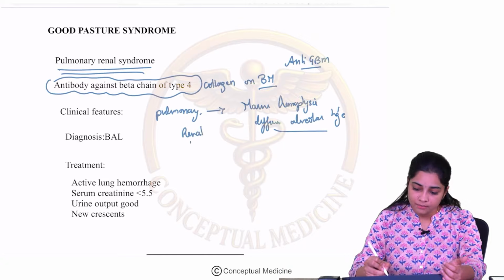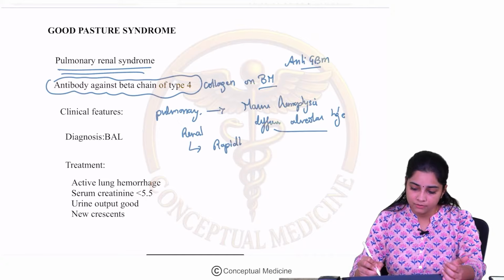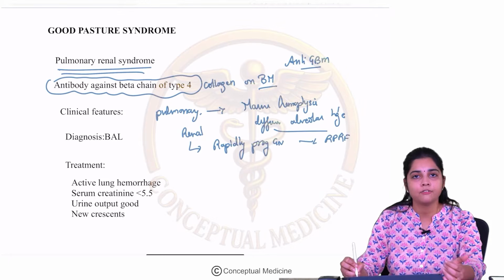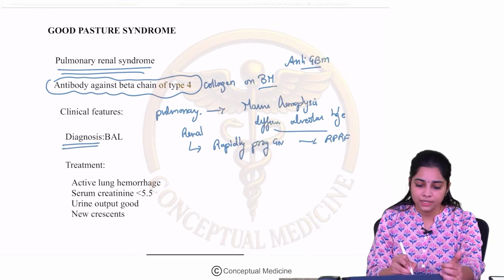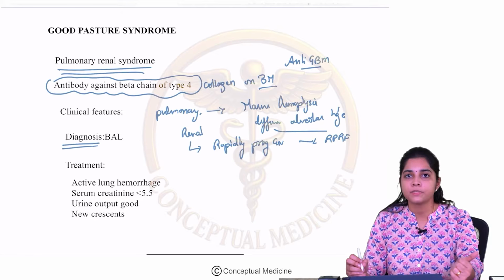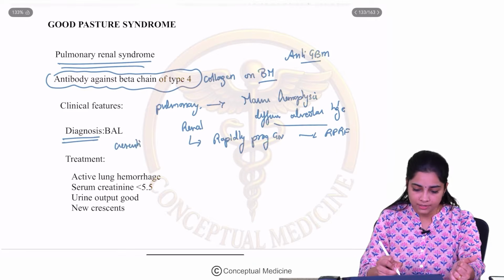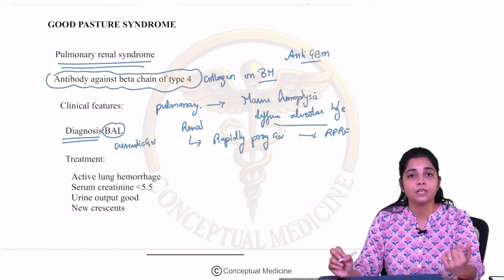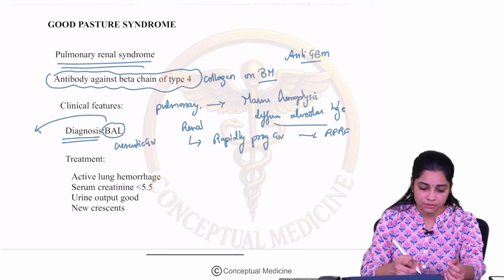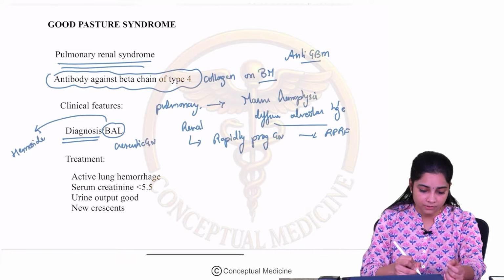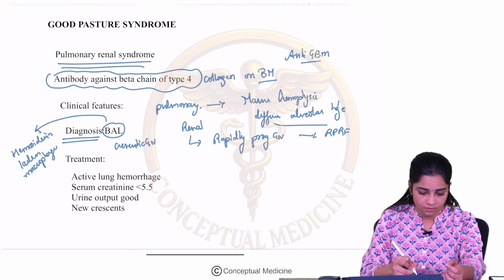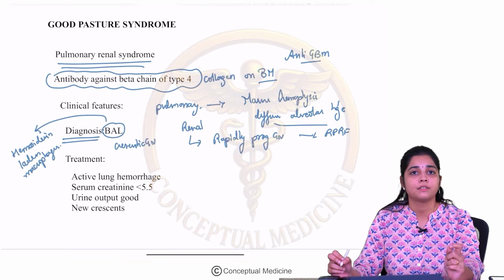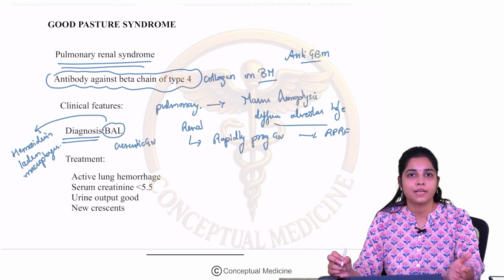The renal involvement is basically rapidly progressive glomerulonephritis, which results in rapidly progressive renal failure such that they become dialysis dependent in 2 to 3 days as well. How do you diagnose? One is renal biopsy, in which you will find crescentic glomerulonephritis. The other is bronchoalveolar lavage, which will show the presence of hemosiderin-laden macrophages. If the BAL is positive for hemosiderin-laden macrophages, it means that there is a diffuse alveolar hemorrhage.